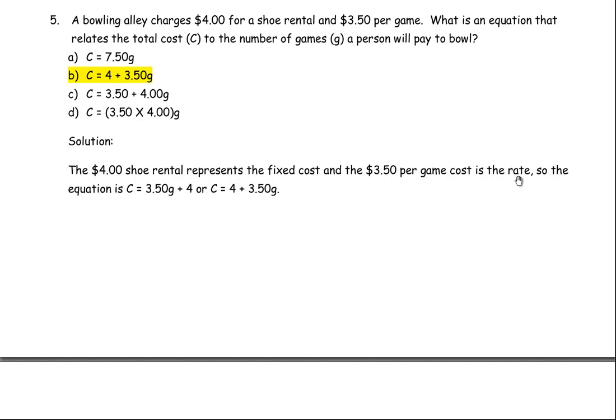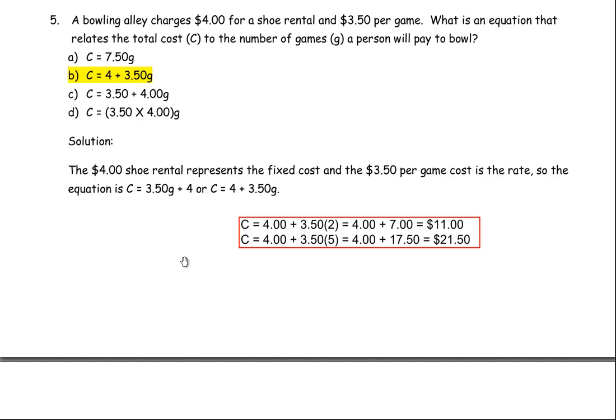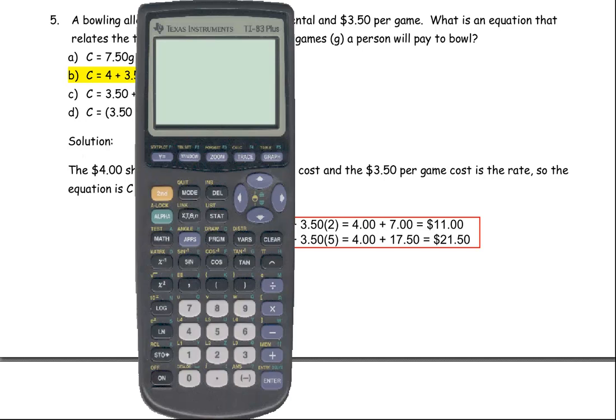So that's the rate. So the equation would be 3.50, that's the $3.50, multiplied by the number of games, plus 4. Now there are 2 ways to write this. You can write the 4 on the end or the 4 at the beginning. You can write 4 plus 3.50g, and that's the same thing.